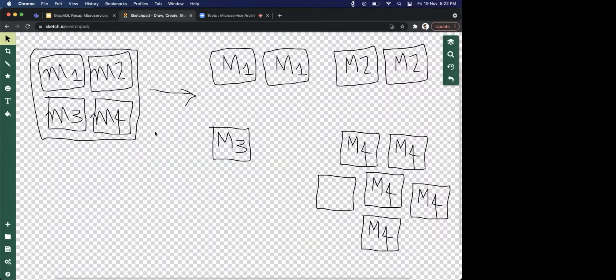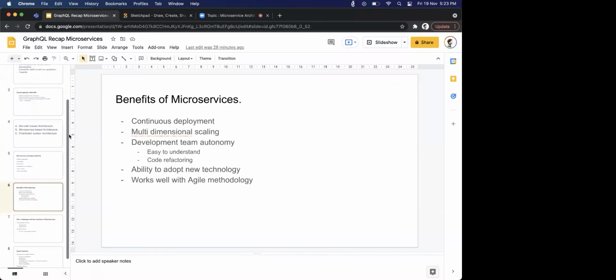So this is one problem: in monolithic applications we'll underutilize resources by deploying a larger number of resources. If we had deployed more instances of this monolithic application, the small M1, M2, M3 will be underutilized, and we are wasting the resources. That is one problem.